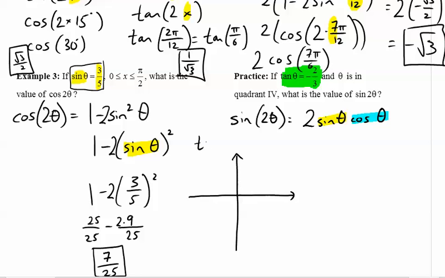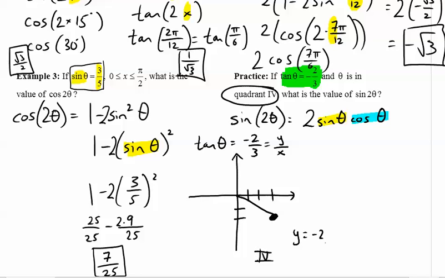So tan theta is negative 2 over 3. Do you remember what that is in terms of x's and y's and r's? Y over x. So I'm drawing that one in quadrant 4, which is down here. So if I draw that, the x coordinate needs to be 3, and the y coordinate needs to be 2. So that means that y is going to be negative. So y is negative, x is positive.